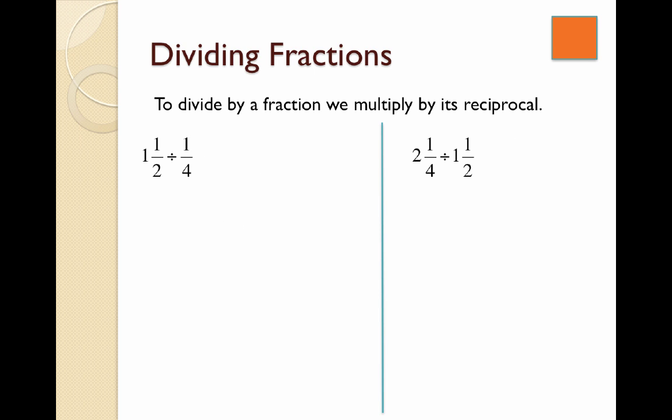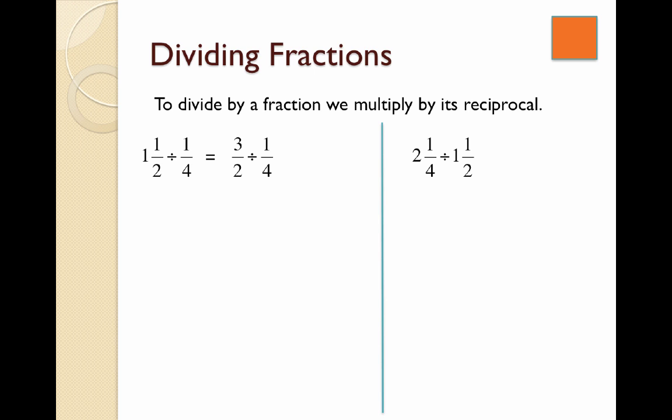Here we're dividing mixed numbers by other fractions. The first example is 1 1/2 divided by 1/4. So the first thing I need to do before I can divide any mixed number is to change it into an improper fraction. So my first step is going to be taking that 1 1/2 and changing it into 3 over 2. So 1 1/2 divided by 1/4 is the same as 3 over 2 divided by 1/4.